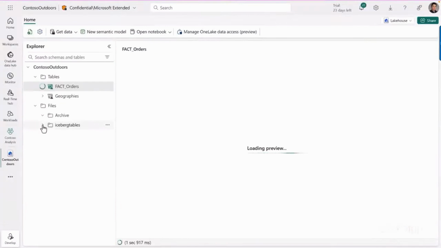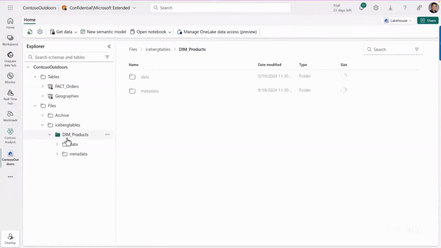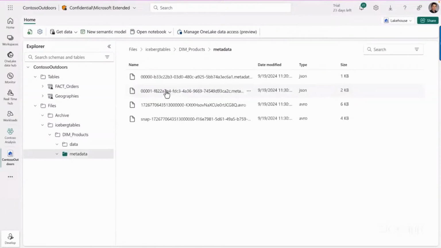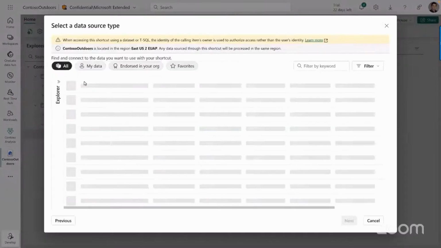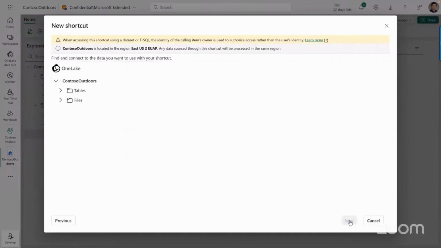Going to OneLake, this is in the Files section. This is just a restriction for now because you created it in the Files section. The Tables section is structured data, right? But in the Files section, you can see everything that Snowflake created here, the Iceberg metadata. Going back, now you create a shortcut. Shortcuts can be to many places, but in this case, it's inside OneLake, right? And you go to where you want to create the shortcut to. That's where the Snowflake data exists. So we create a shortcut there.